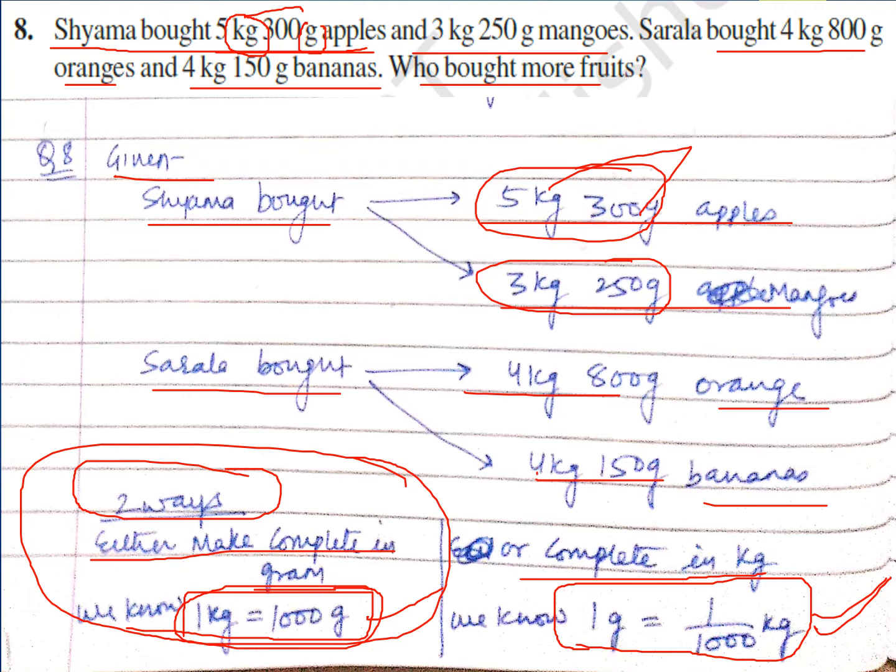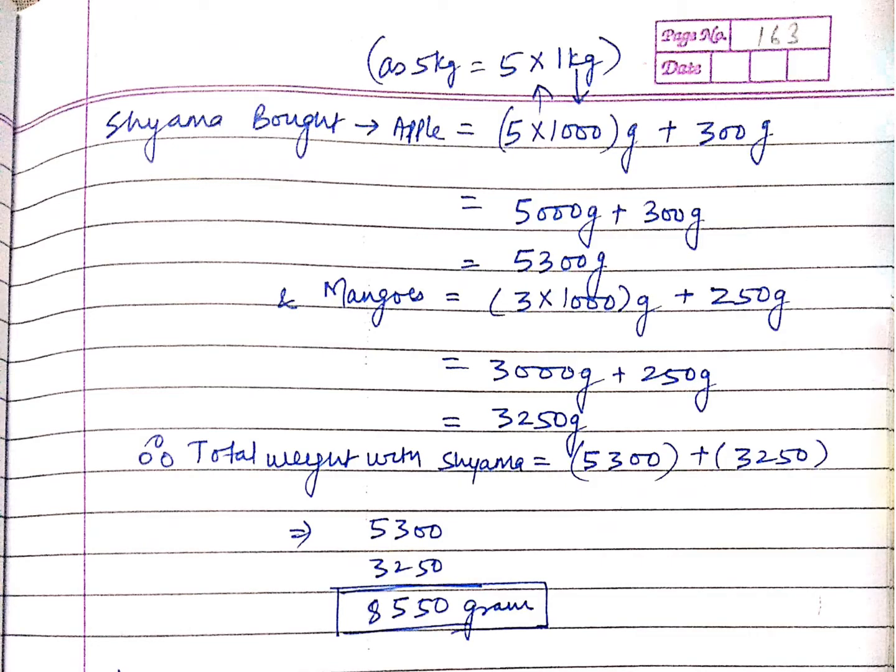So let's see. Shama bought 5 kg plus 300 grams. This 5 kg can be seen as 5 into 1 kg. This 1 kg can be written as 1000 grams. So we can write it as 5 into 1000 grams plus 300 grams. It is simple. If 1 kg equals 1000 grams, then 5 kg equals 5 into 1000. So we have 5000 plus 300 grams. Now can we add them? Yes, now we can add them because they are both in grams, and it becomes 5300 grams.